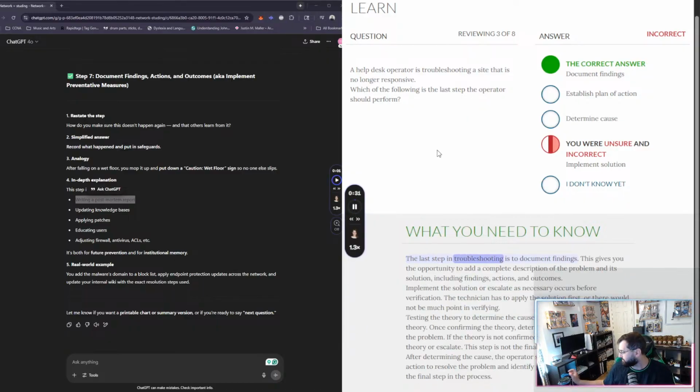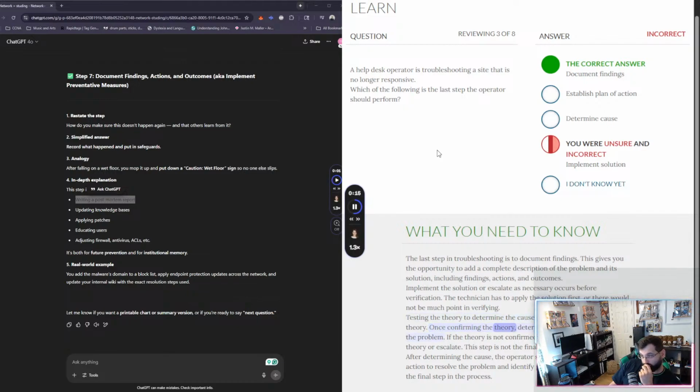The last step in troubleshooting is to document findings. This gives you the opportunity to add a complete description of the problem and its solution, including findings, actions, and outcomes. Implement the solution or escalate as necessary occurs before verification. The technician has to apply the solution first, or there would not be much point in verifying. Testing the theory to determine the cause occurs after establishing the theory.